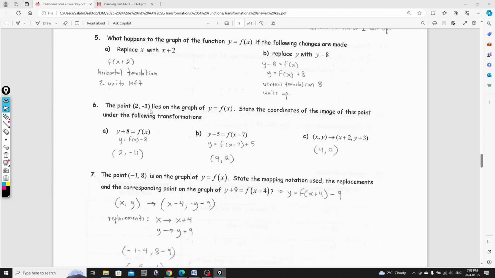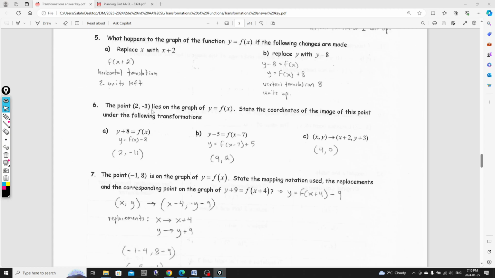So the point (2, -3) lies on the graph y equals f of x. State the coordinates of the image of this point under the following transformations. All right, well, I've got something like this. Again, as I've been mentioning so far, make sure that you express this in this format. Isolate y. The reason that you want to do that is because it just makes it so much easier to see what's actually happening vertically. Okay? Now, here you've got -8, so that means vertically I'm shifting 8 units down.